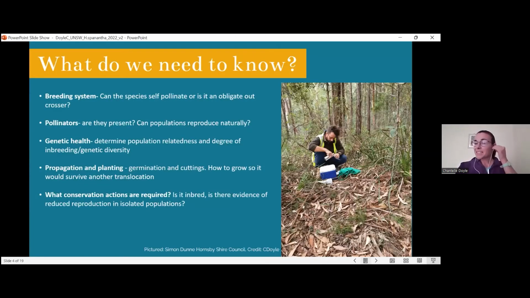So the things that we didn't know about this species were pretty much everything. Breeding system, we didn't know if it could self-pollinate or if it required pollen from unrelated individuals. We didn't know if pollinators were present. We didn't know the genetic health of the populations. We didn't know how to propagate it and to make sure it survived. I've done that work, but I'm not going to talk about it in this presentation, but please get in touch with me if you want to have a chat. And then basically, I wanted to use that information to find out what conservation actions we should be doing. Should we be augmenting populations? Should we create new ones? Should we have an ex situ collection?